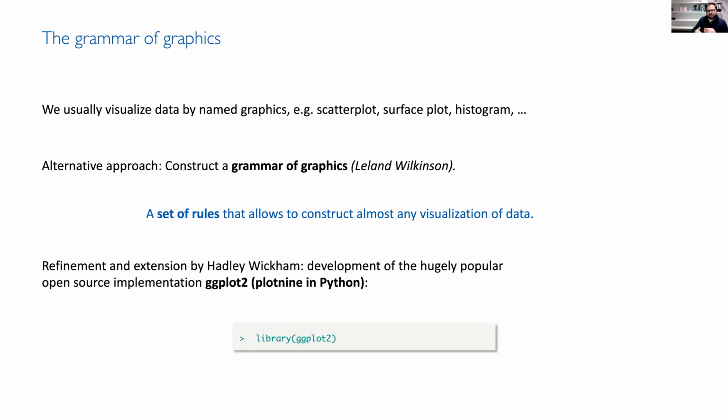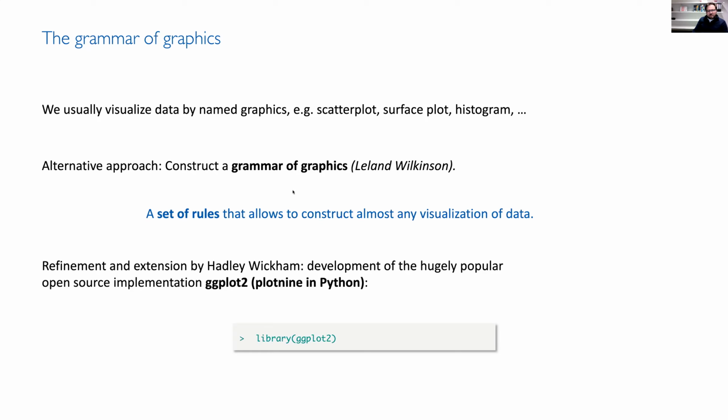You just add bit by bit, like in a sentence, word by word, to make this sentence more rich in information. But the only thing that you need to know is the grammar itself. And this allows you then to create from the simple grammar very different kinds of visualizations.